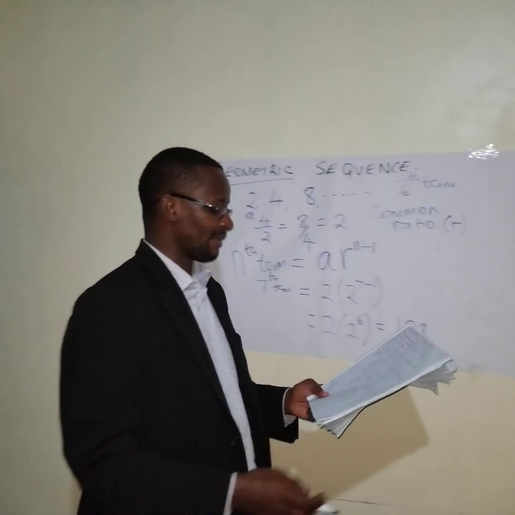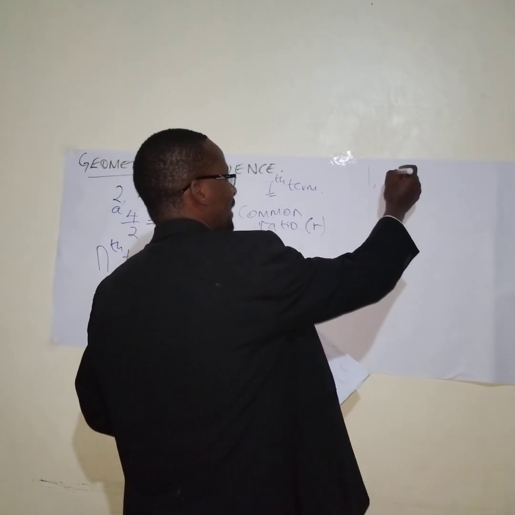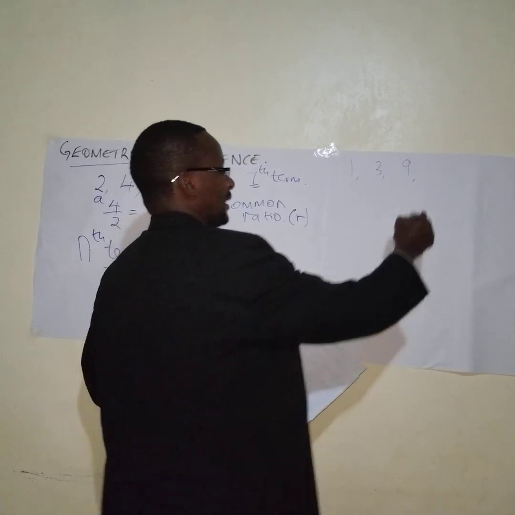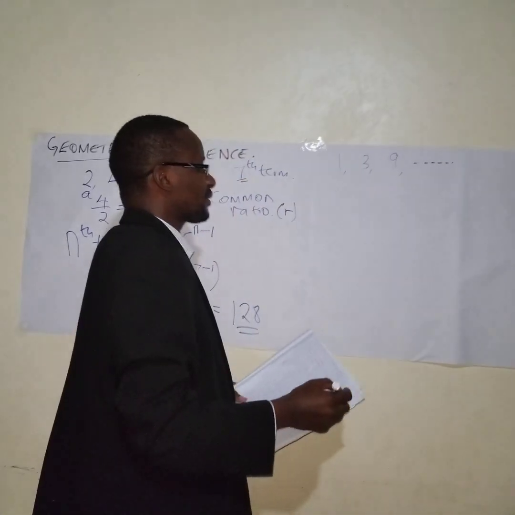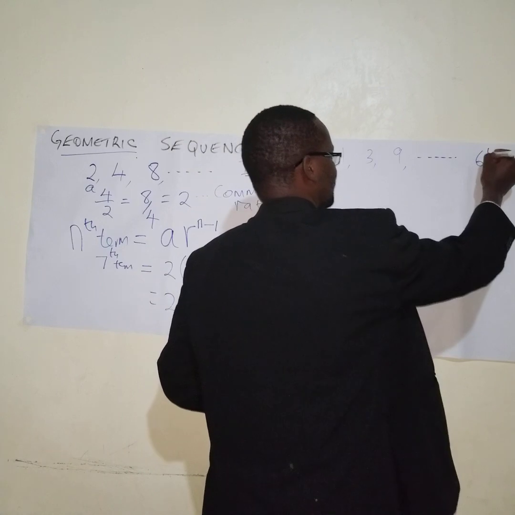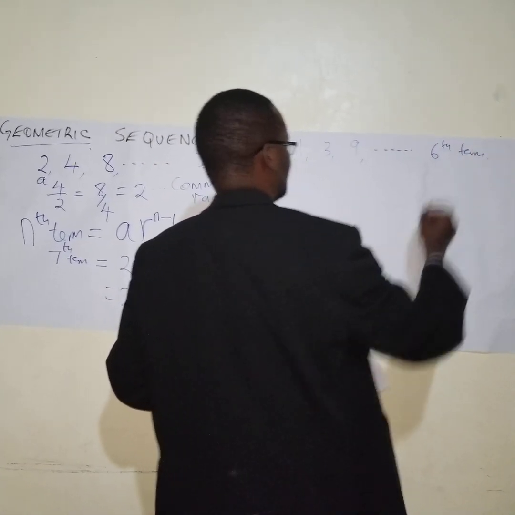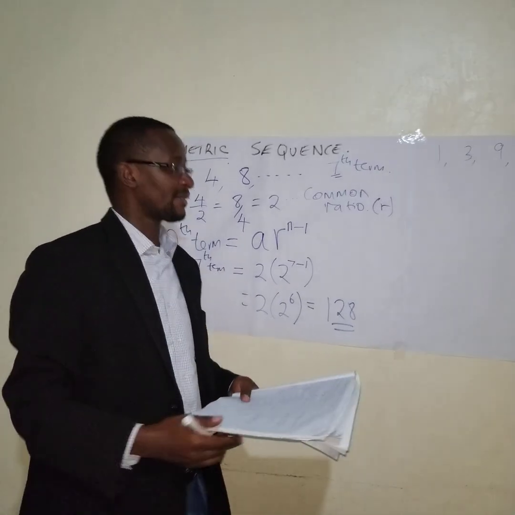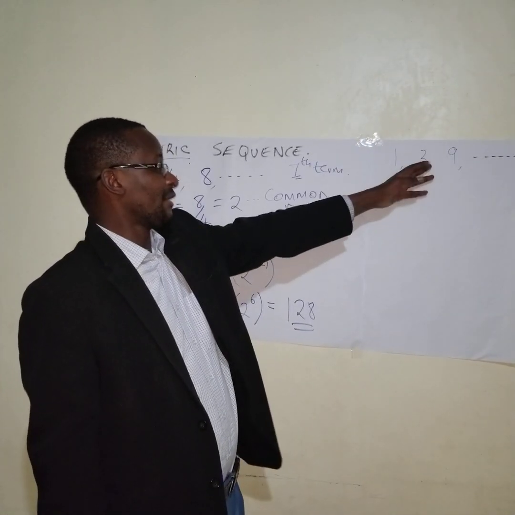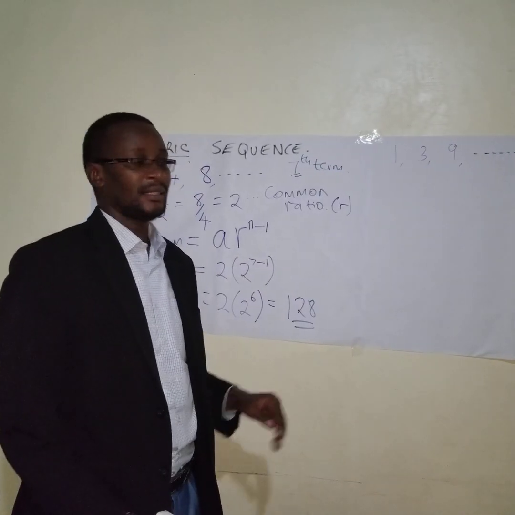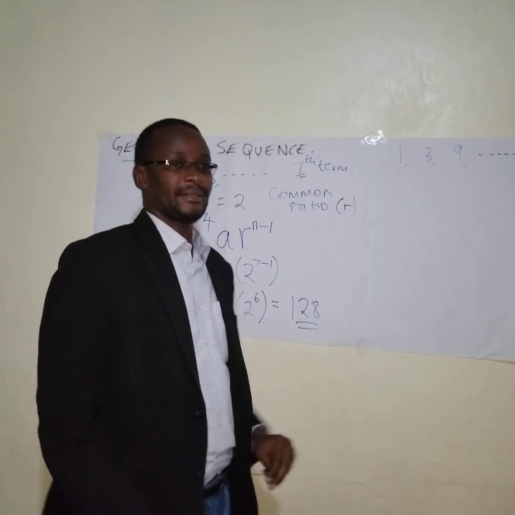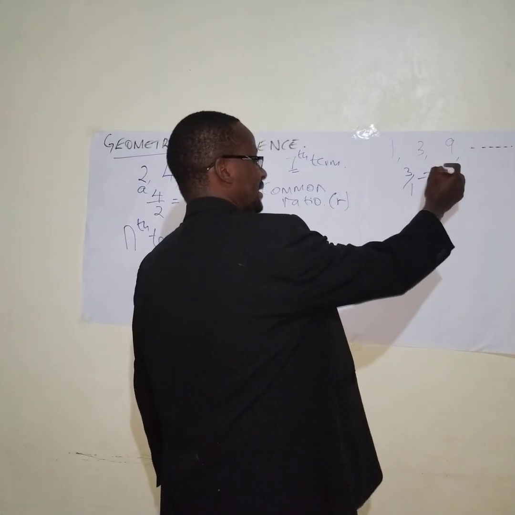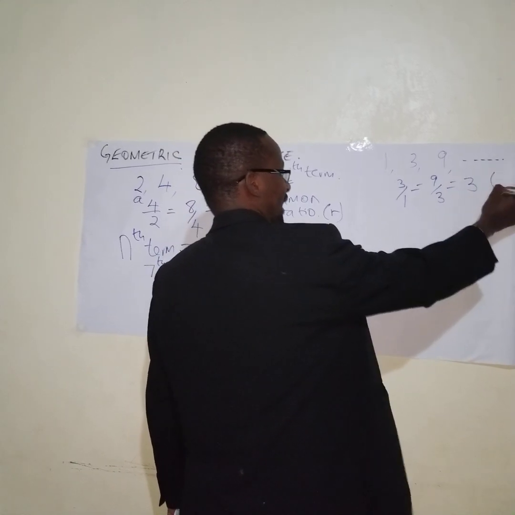Another example here, you can be given this other sequence, 1, 3, 9, like that. And you are asked to get the 6th term. The first thing you do is to check whether it is arithmetic or geometric sequence. You can try arithmetic and you find that there's nothing you're going to add for you to get 1, 3 to 9. But if you try geometric, you find that 3 over 1 is the same as 9 over 3, which is 3. And that's our common ratio.